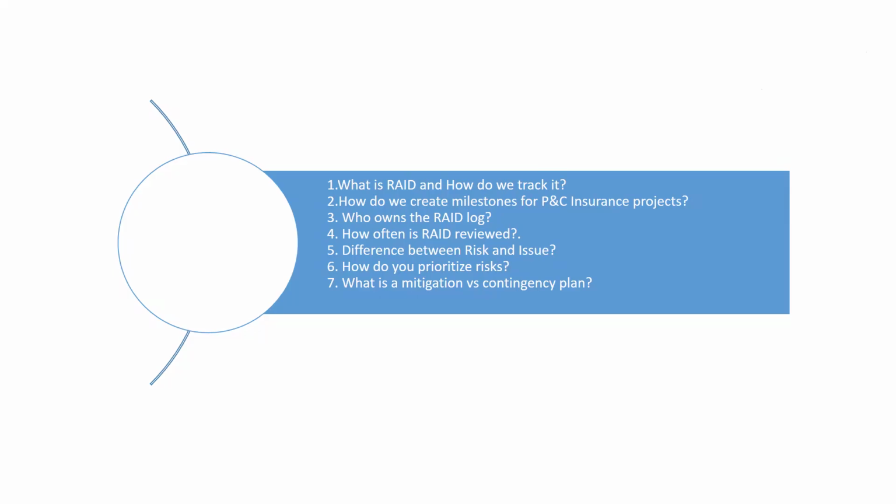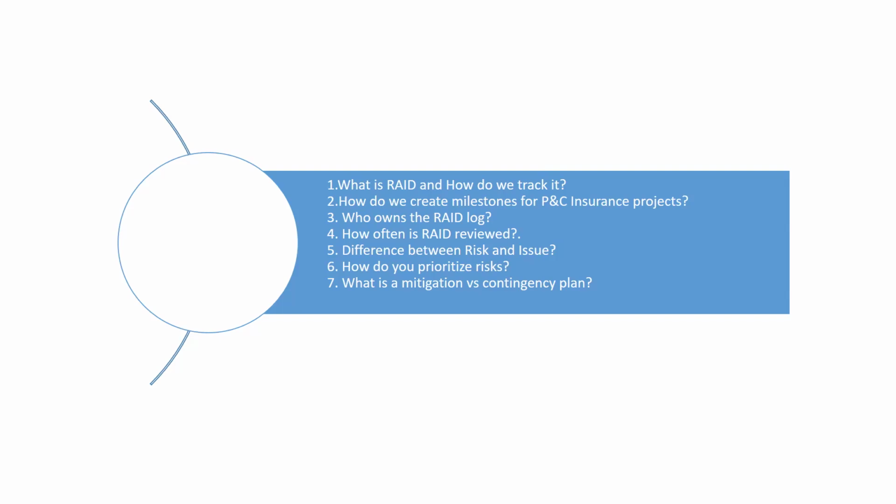First of all, let me give the full form of RAID, whether you people know it or not. RAID is basically: R stands for risk, A stands for assumption, I stands for issue, and D stands for dependencies. We actively track RAID in every program through a centralized log, reviewed weekly.